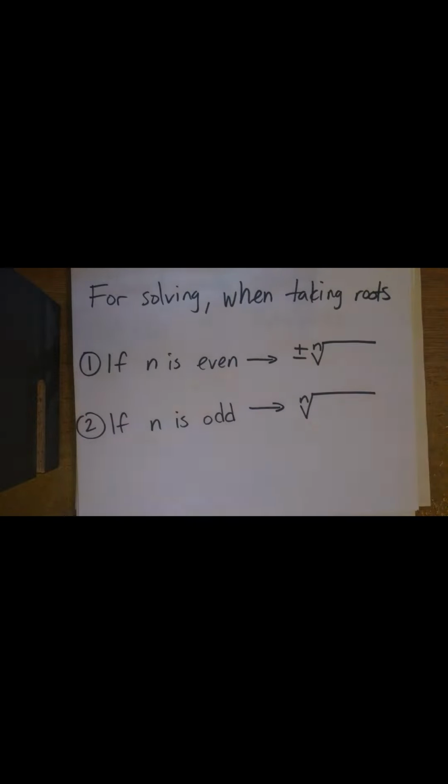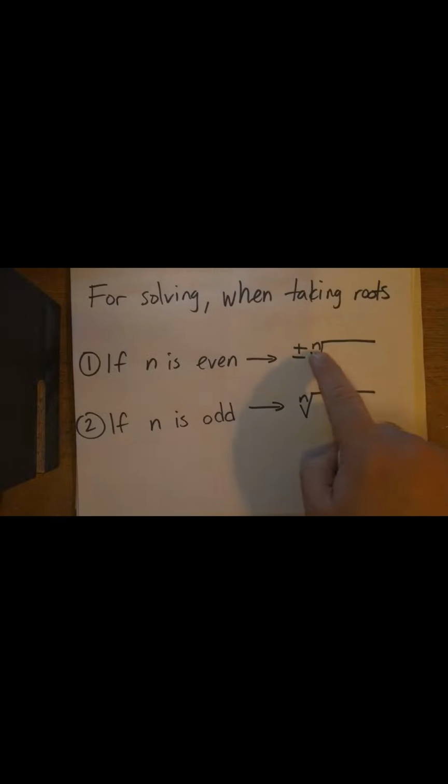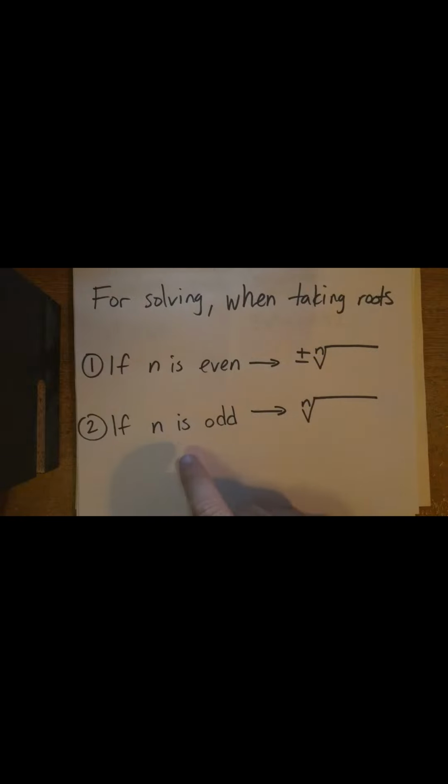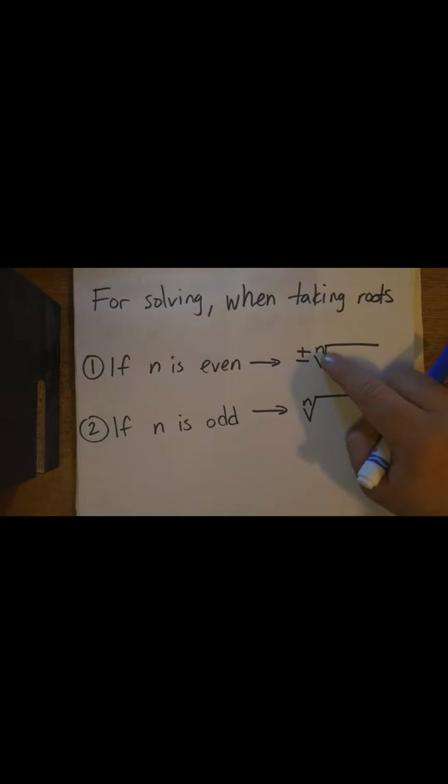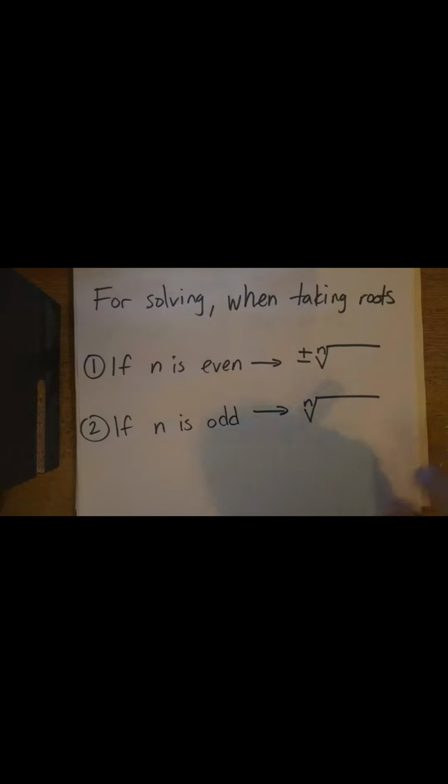For solving when taking roots, if n is even, when you take the root, you need a plus minus in front of your radical, whatever your n value is. Remember, n could be 2, 4, 6, 8, 10, any even number. If your root is odd, like 3, 5, 7, 9, and so on, then you don't need a plus minus. That's the difference between these two: if your n value or your root is even, you need a plus minus in front when you take the nth root, and you don't need it if it's odd.